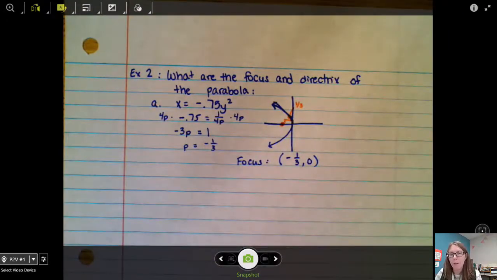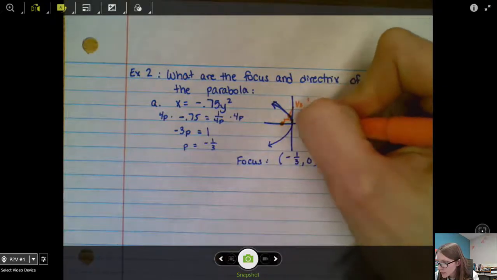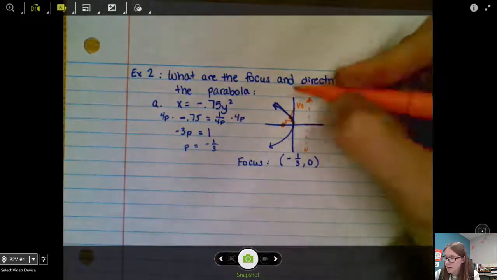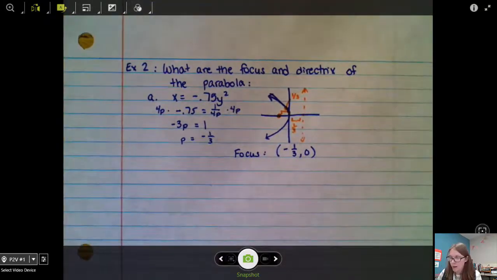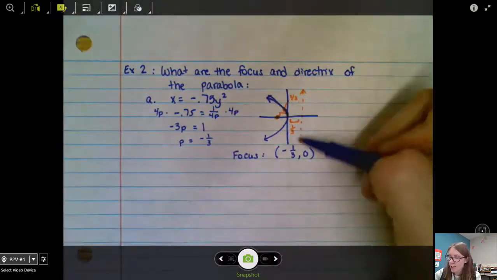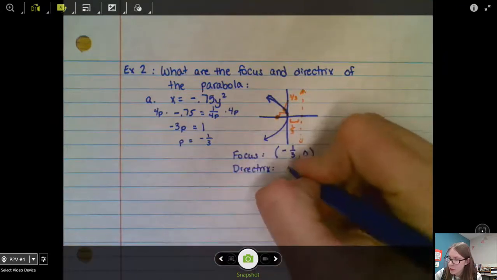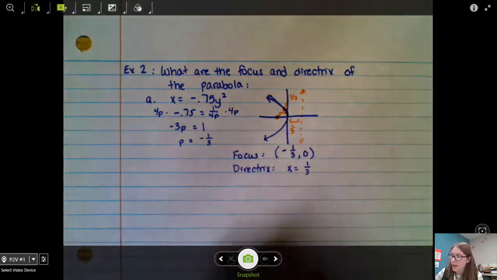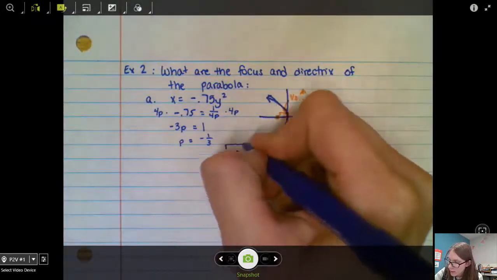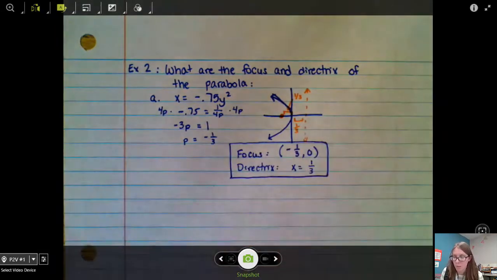And keep in mind that every point on your parabola is the same distance away from the focus as it is to the directrix. So our directrix is going to be 1/3 the other direction. That distance is 1/3 again. So 1/3 the other direction, we have a vertical line. Equations for vertical lines are in the form x equals, goes through 1/3 here. X equals 1/3 is our directrix. Again, drawing pictures is some of my biggest advice to give you.